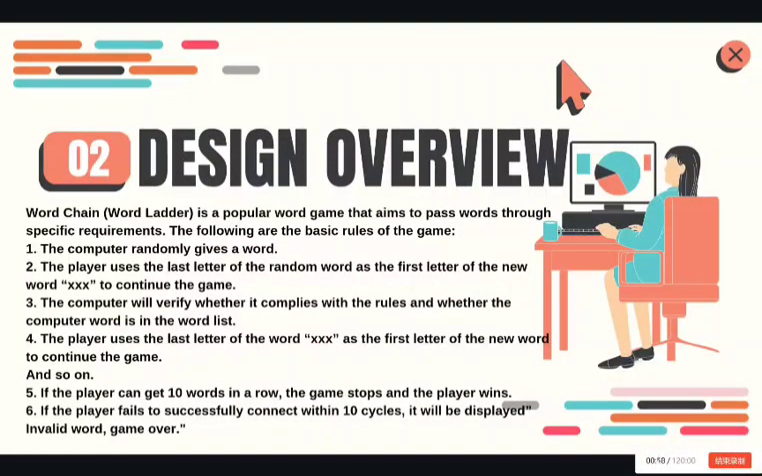The second part is the game's overview. The following are some basic rules of the game. First, the computer will give a word randomly. Then the player uses the last letter of the random word as the first letter of a new word, like XXX, to continue the game.